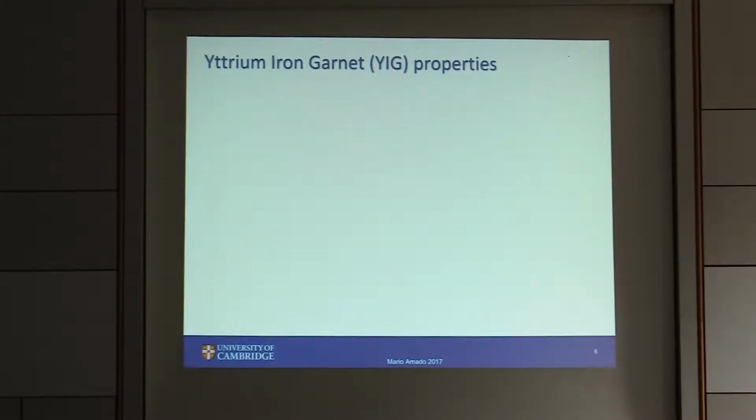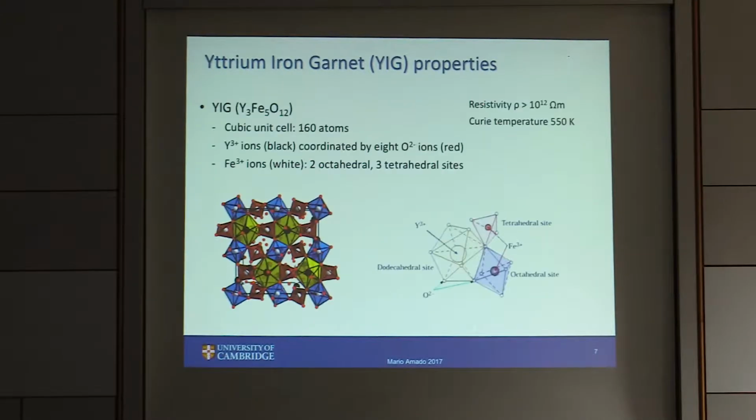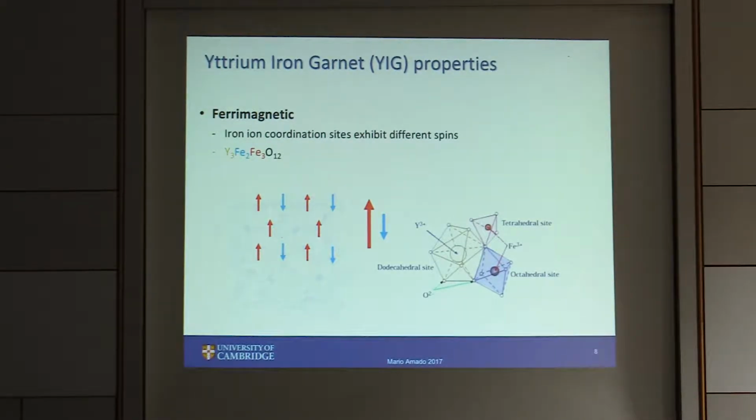This is the material we work with. This is the Yttrium Iron Garnet. It's a garnet, so the unit cell is pretty monstrous. So what we have is yttrium, iron, and oxygen with 160 atoms packed in a pseudo-cubic unit cell. So this material is a ferrimagnet, and this ferrimagnetism is coming because these yttrium ions are coordinated with iron ions, which are octahedral and tetrahedral. And these octahedral and tetrahedral sites are giving a different magnetism. At the end, it is a ferrimagnetism which is not compensated.